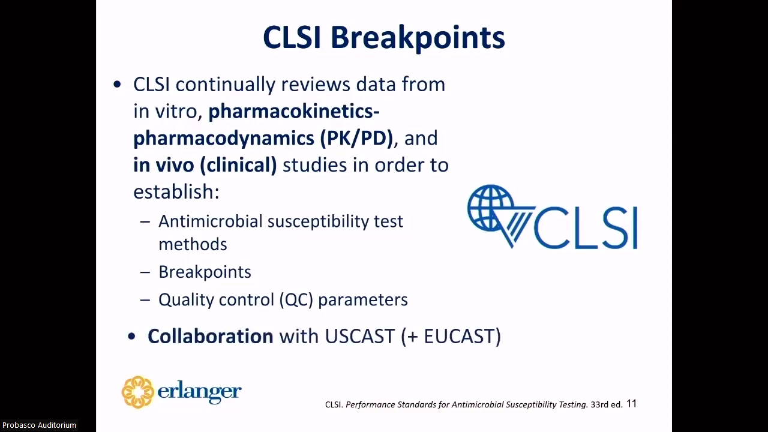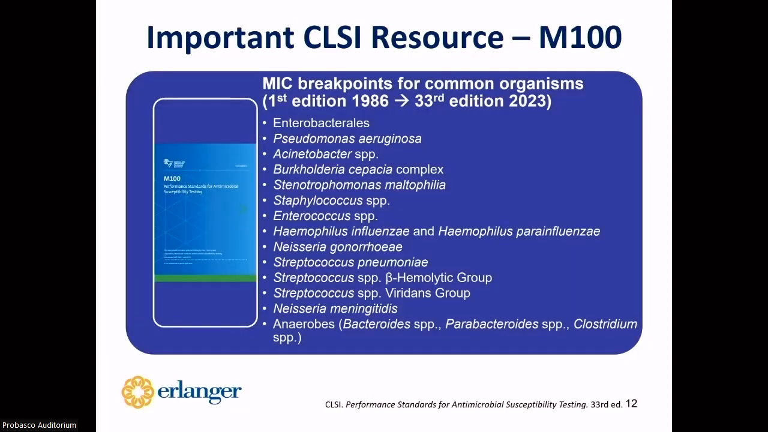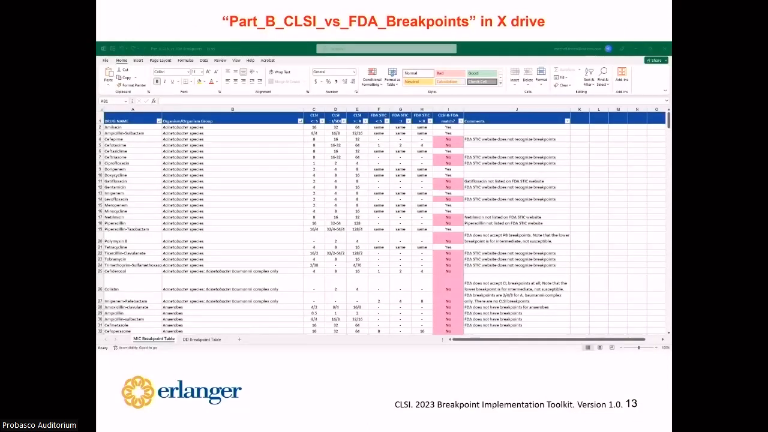Additionally, CLSI is very close with USCAST and then in turn EUCAST as well. So collaboration is key here, as previously mentioned. Here I've got really the bread and butter of CLSI documents. This is the M100. It contains breakpoints for all of the most common organisms you will come across in clinical practice. And it's found on their website, but I did want to mention this Excel spreadsheet that they also offer on their website. I actually put this in the X drive under the name you see up top here.